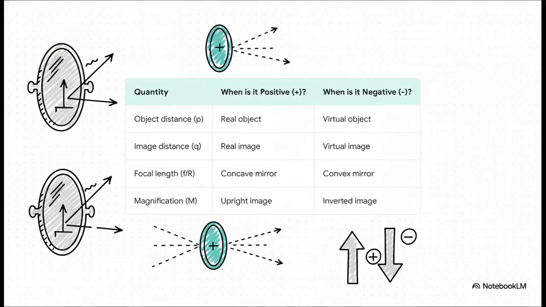Let's just do a quick lightning round recap. Object distance P and image distance Q are positive on the real side in front of the mirror and negative on the virtual side behind it. Got it? Focal length F is positive for a converging concave mirror and negative for a diverging convex one. Easy. And finally, magnification M is positive for an upright image and negative for an inverted one. See? This table has everything you need all in one place.